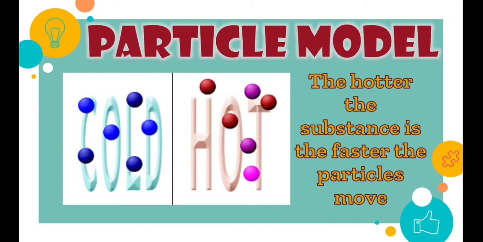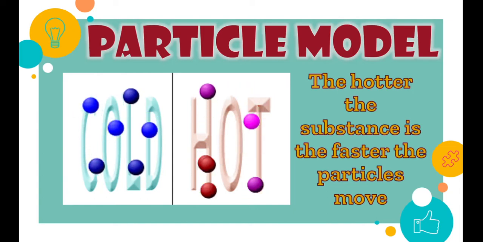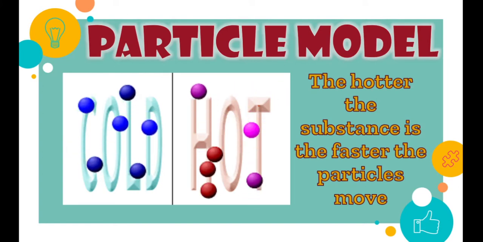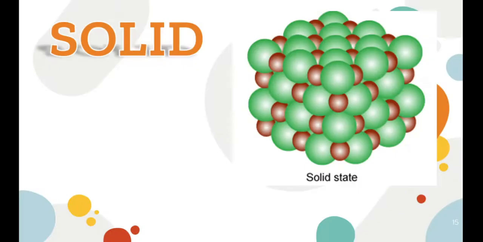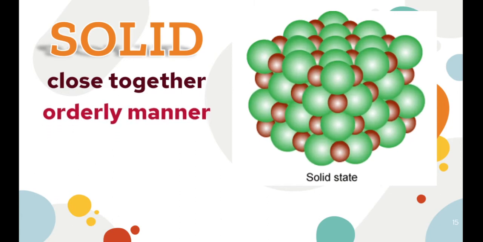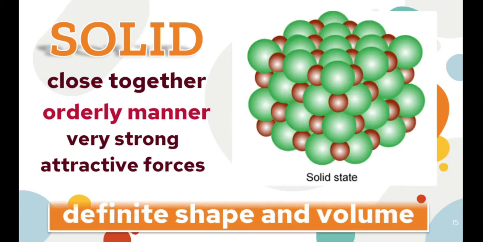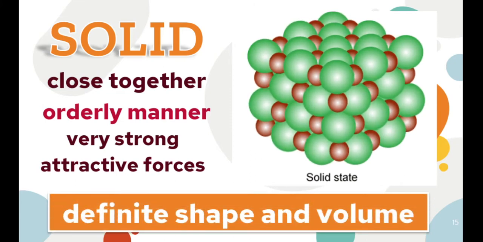Now, let's further examine the particles of each state of matter or phase of matter. And we will start with solid. In solids, the particles are very close together and arranged in an orderly manner because the particles are held together by very strong attractive forces. This explains why solids have definite shape and volume.